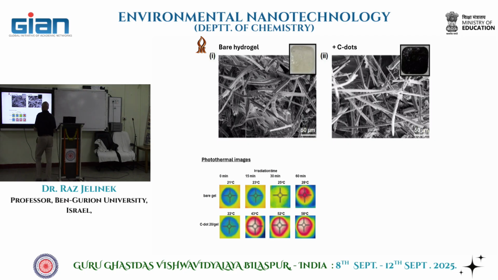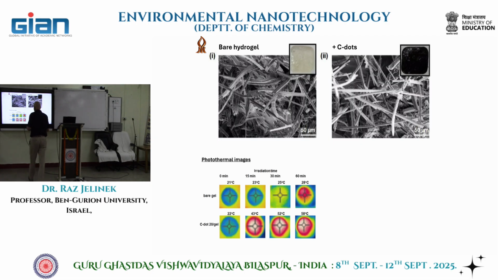So what we see here, these are photothermal images of just this simple polymer without carbon dots. Remember, the more red color, the more hot. So here we shine light, and after 60 minutes, we see some red, and the temperature, 28 degrees. Do you think it's a high temperature? It's not such a high temperature. It will not evaporate the water.